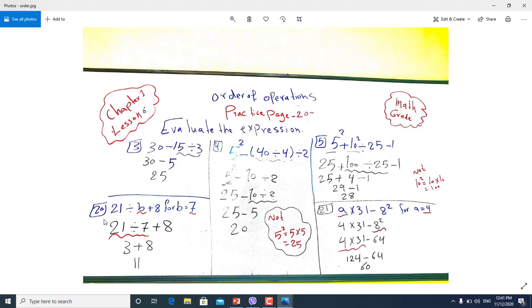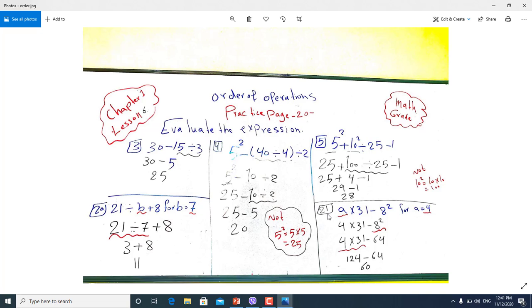Number 20, it's an algebraic expression. So we have letter B. In place of B, I will write 7. So 21 divided by, in place of B, I will write 7, and plus 8. After that, if you have parentheses, we solve. We don't have. We have exponent? No, also you don't have. We have divide? Yes, we have divide. So 21 divided by 7, it is 3 plus 8. After that, 3 plus 8, just we have one operation, so we solve this. 3 plus 8, it's 11.